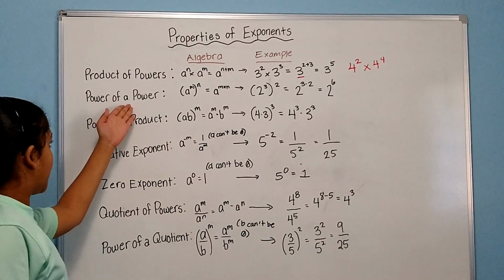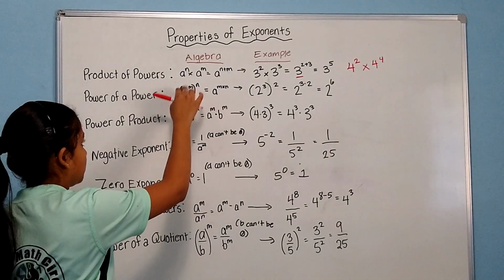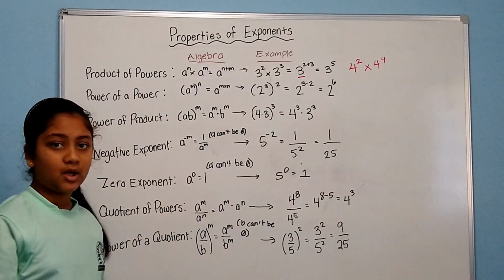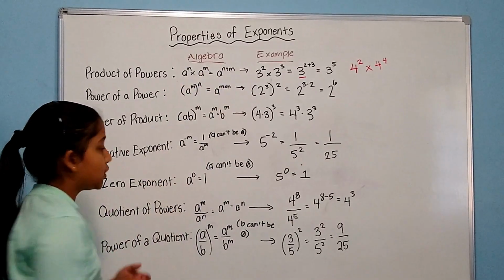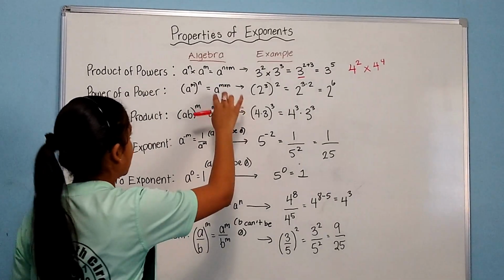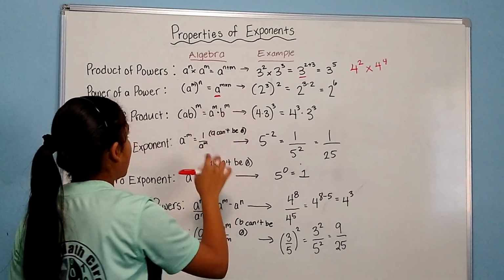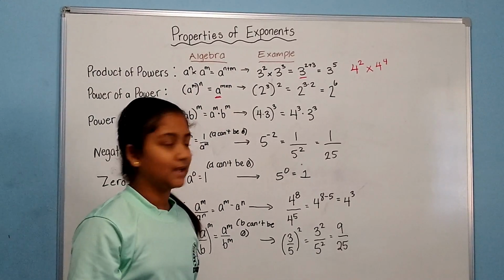Now let's go ahead and do the power of a power. This is basically when you have an exponent and you're raising it to another power. So it's a to the power of m, to the power of n. When you have a problem like this, what you need to do is keep the base the same still and just multiply the two powers. So let's go ahead and look at an example of this.